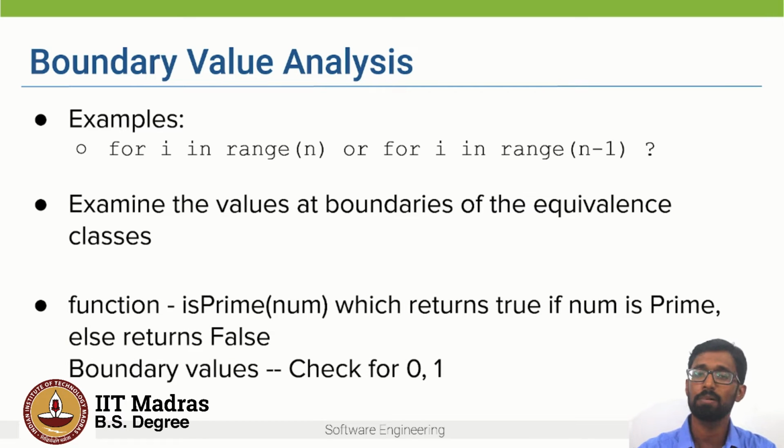So for example, for the function is prime, which we just saw, maybe some boundary values are 0 and 1. So these are some things which we can check as we design test cases using black box testing.